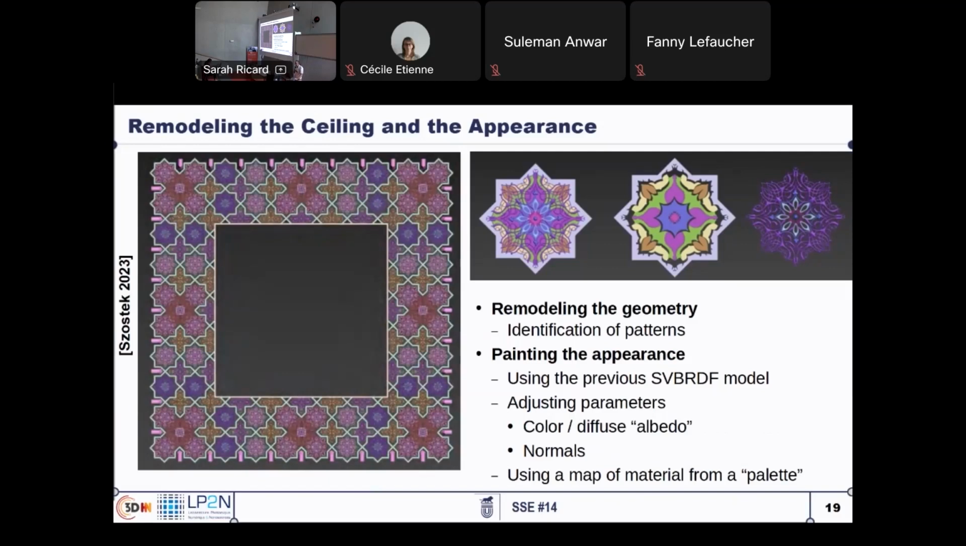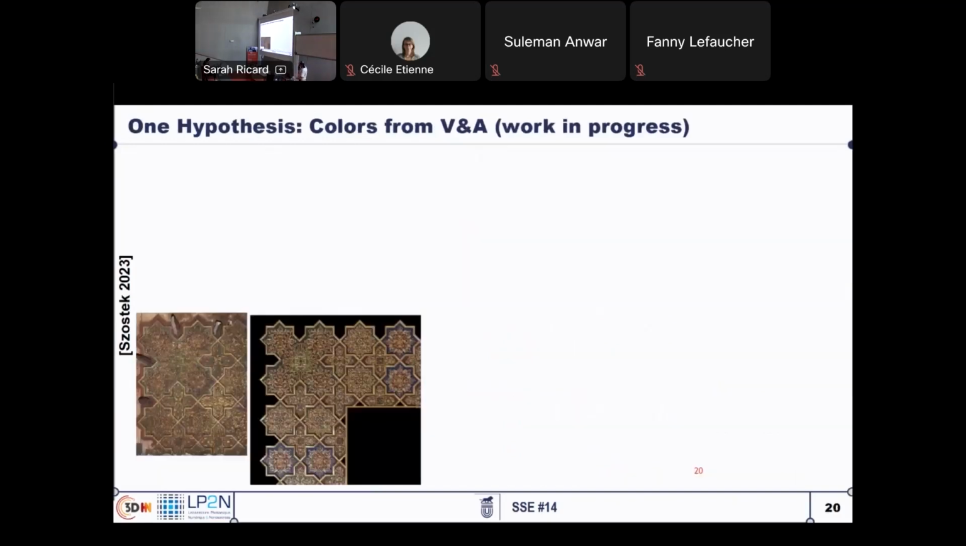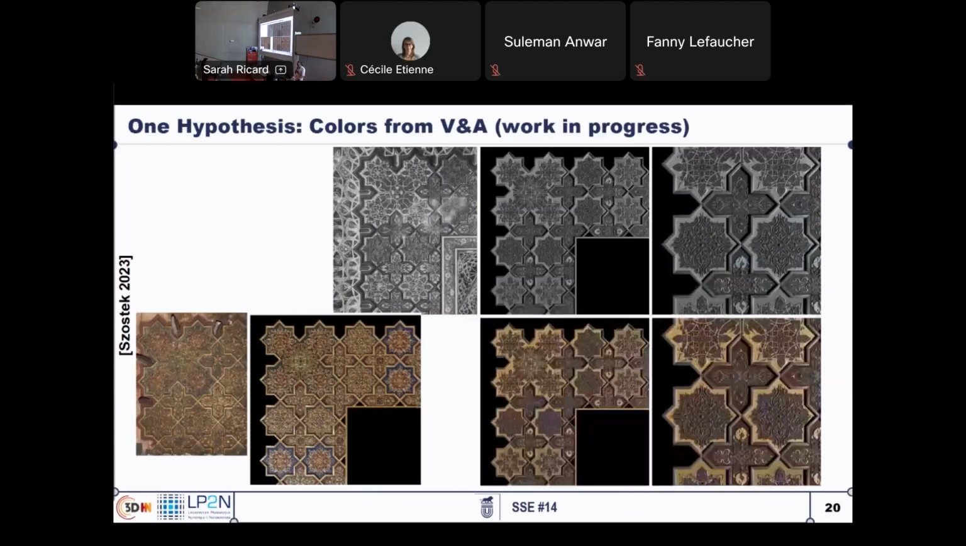That will be better to calculate the variation of the normal. That was very, very important compared to recovering the appearance. And from what we have obtained, we obtained such models, and it is pretty much what we have in the black and white photographs.